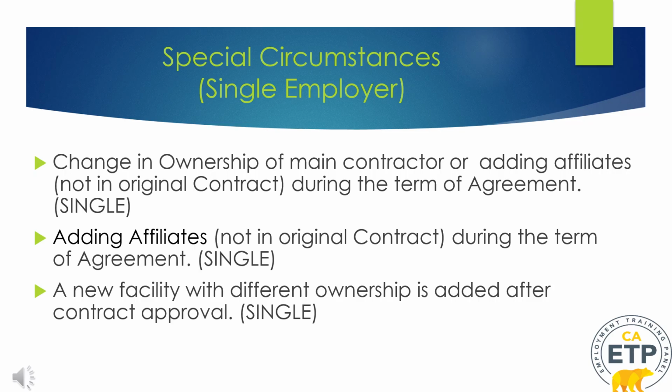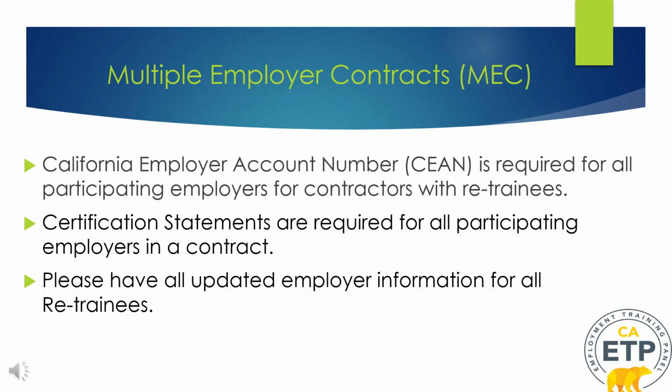Please let us know of any of these changes that occur within your contract, and if you are wishing that those entities also participate in your ETP agreement, we need to be made aware of these changes so we can properly amend and modify your contract to include these new affiliates so they can be eligible for reimbursement. If you are a multiple employer contract, this does apply to you.